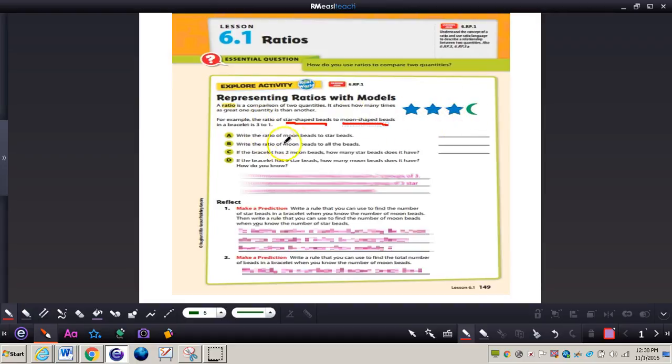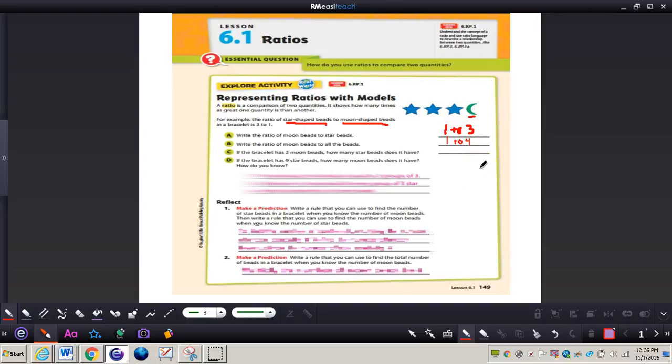Now it's saying what is the ratio of moon beads to star beads. So we can see moon beads, there's 1. Star beads, there's 3, so it's 1 to 3. And like I said, it is important to know which quantity is said first. You have to write them in the order. So now it says write the ratio of moon beads to all beads. So we can see, first of all, moon beads, there's 1, so we'll write 1. And to all beads total, 4. So we have 1 to 4.